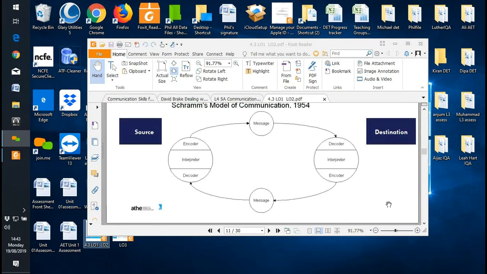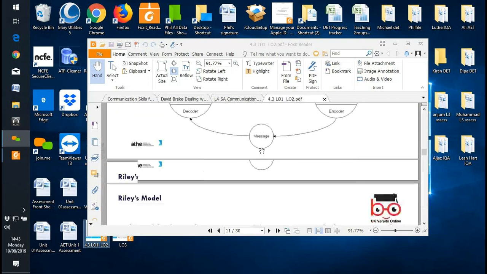So Schramm's model came in a long time before there were any of the new electronic methods of communication that we have today, apart from telephone and telegraph. But the message remains the same. You've got to be able to make sure that your audience understands what the message is being sent, whether it is intentional or unintentional.